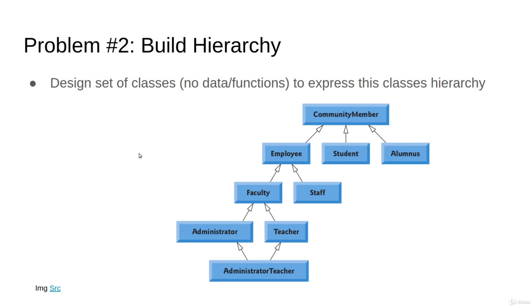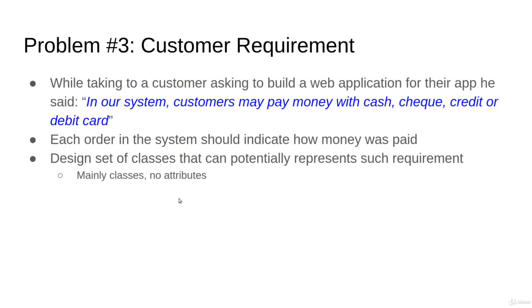Again, just class level. In the third problem, while we were talking with the customer, he mentioned the following. In our system, customers may pay money with cash, check, credit, or debit card. And also we know that each order in the system should indicate how money was paid. I would like you to design a set of classes, no attributes, no functions, no methods, that represent this statement.